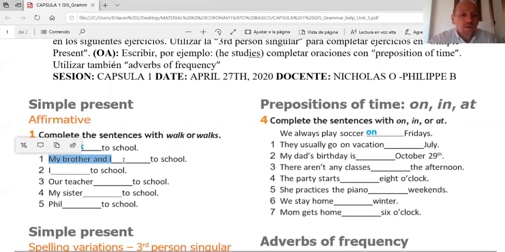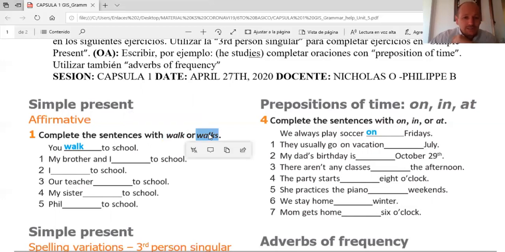We, ¿cuál ocupamos? Walk o walks. Correcto, walk. Porque para walk ocupábamos los sujetos I, you, we, and they. ¿Ok? My brother and I walk to school.